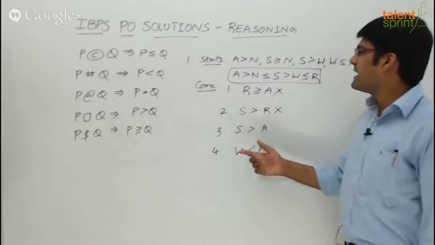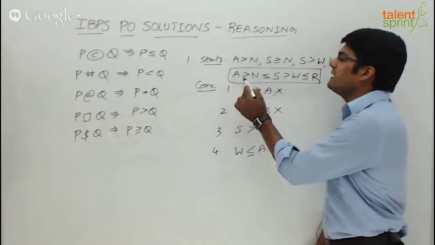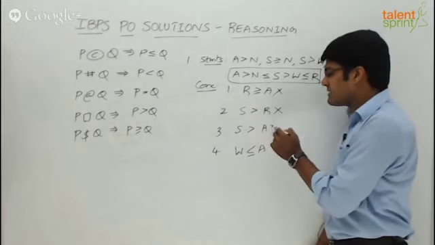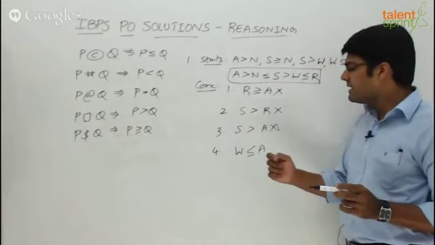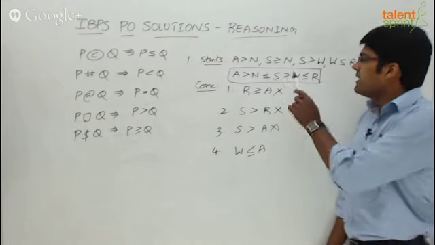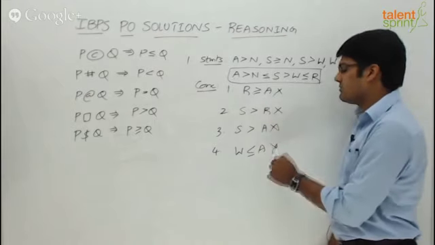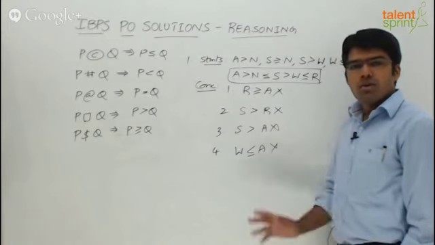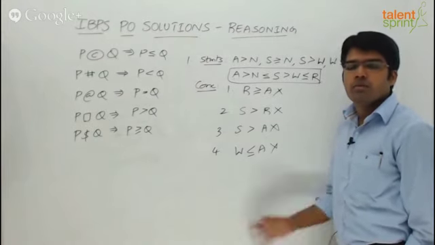Third one, S greater than A. Same argument, S and A, greater and lesser, dissimilar inequalities, does not follow. And last one, W less than or equal to A. W and A, again the same problem. So one rule will give you all the four, will prove that all the four are wrong.